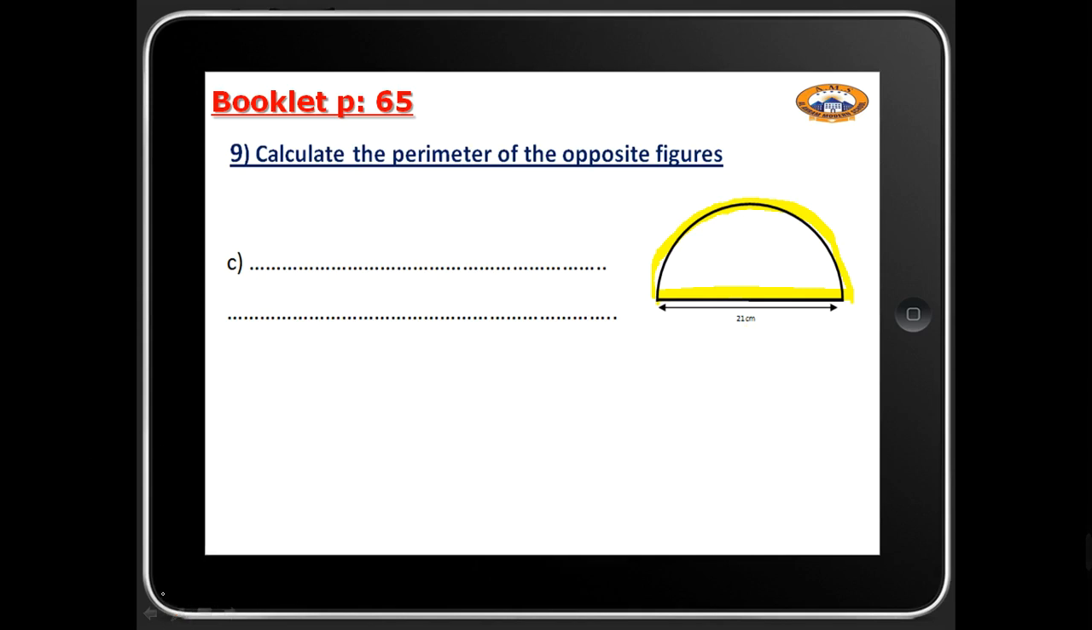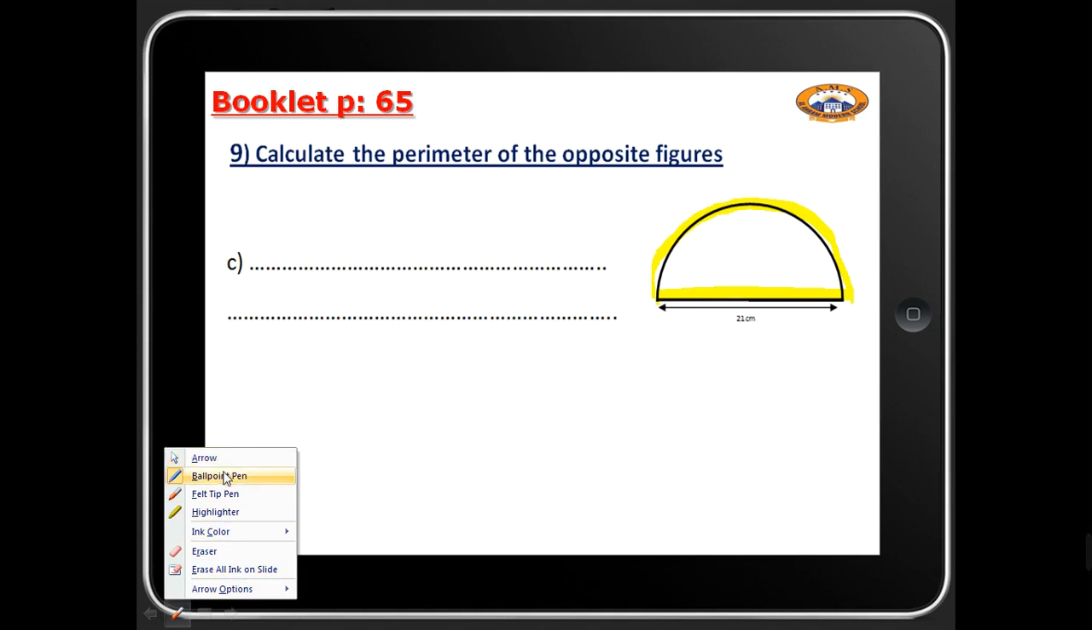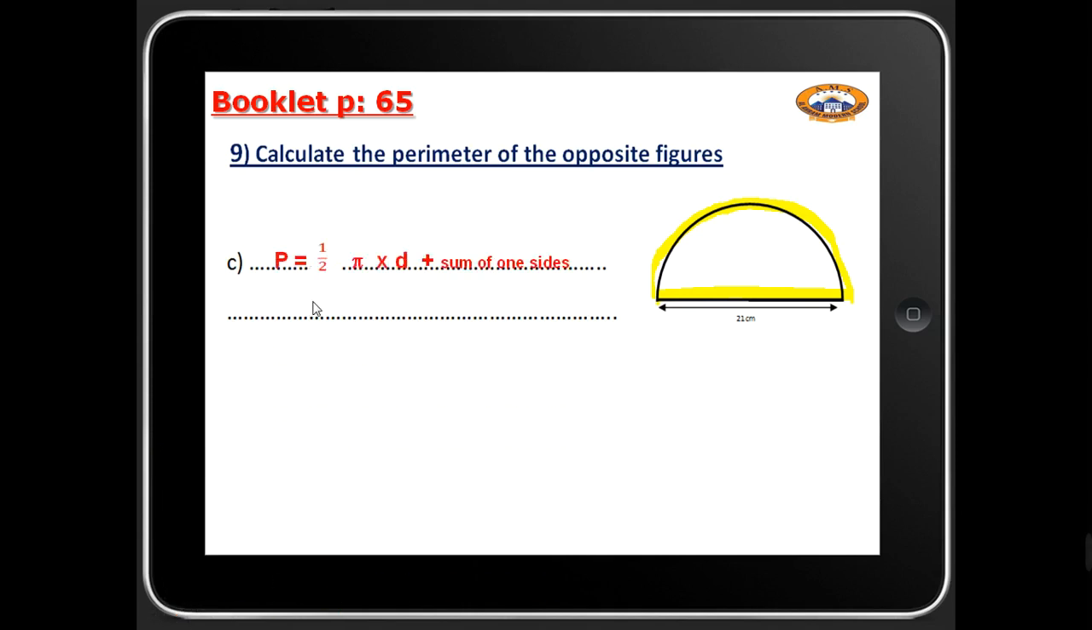So we're going to write our rules. So the rule here is the perimeter equals half times pi times d. This is the diameter, 21, and half because I told you this is only a half of a circle. And please don't forget to write the sum of one side.